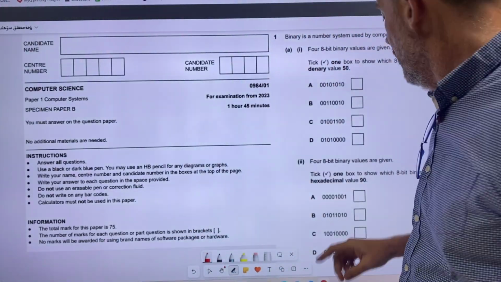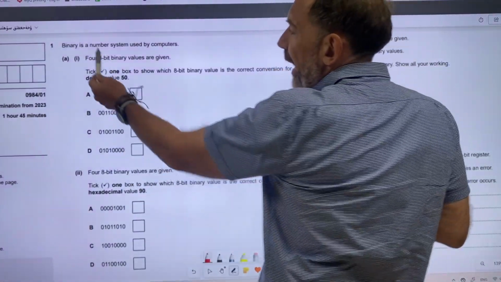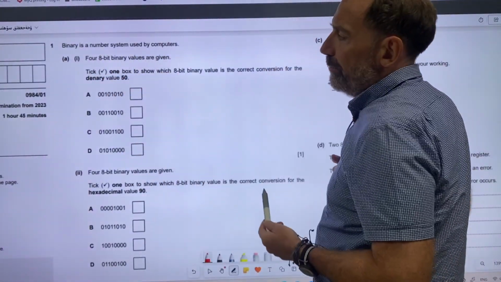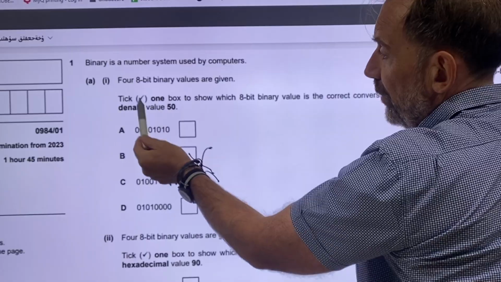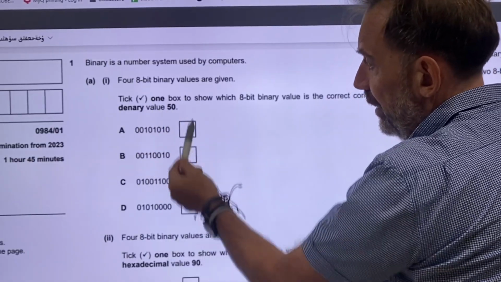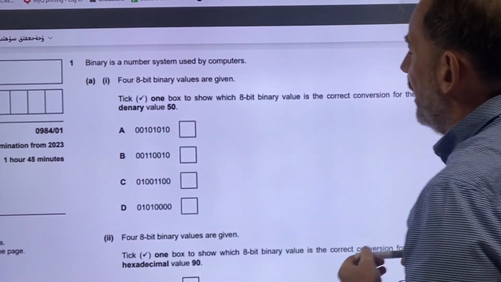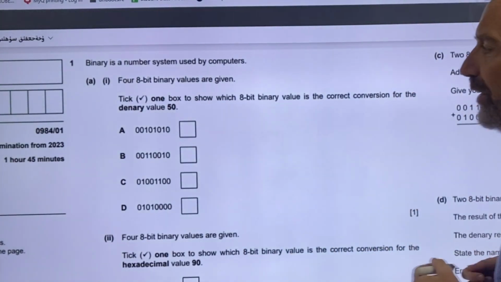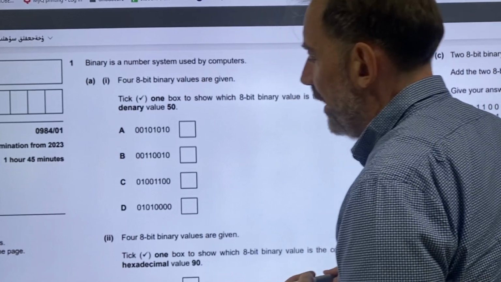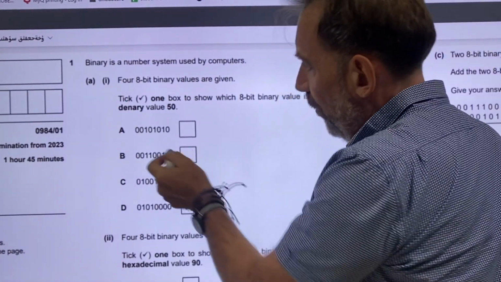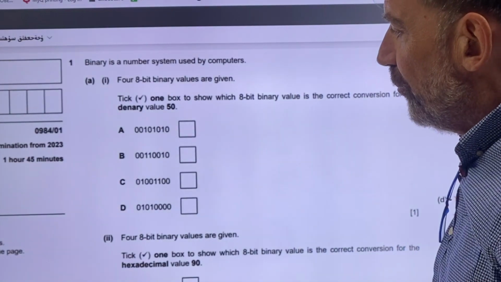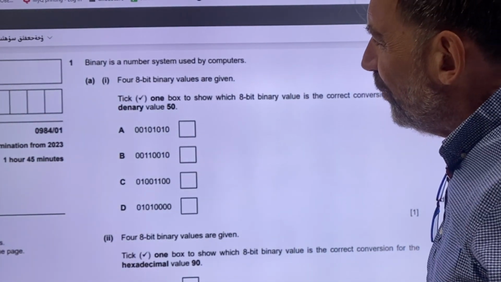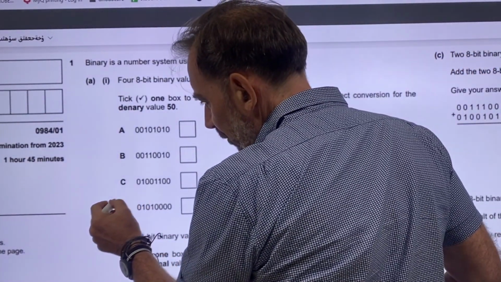Okay, should we start? Binary is a number system used by computers. Four 8-bit binary values are given. Tick one of the boxes here to show which 8-bit binary value is the correct conversion for the denary value 50. They're all even numbers, so they've all got zeros, so we can't rule anything out straight away. But we could rule these two out.